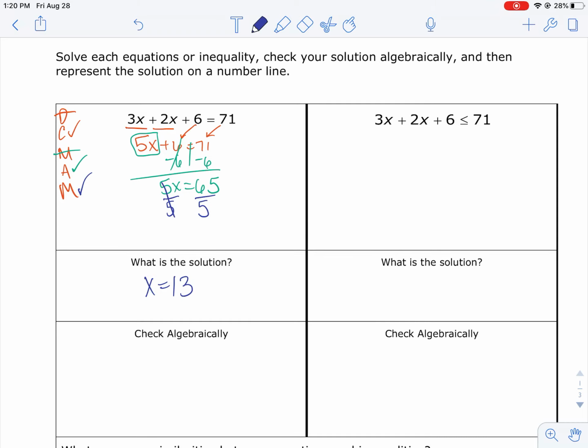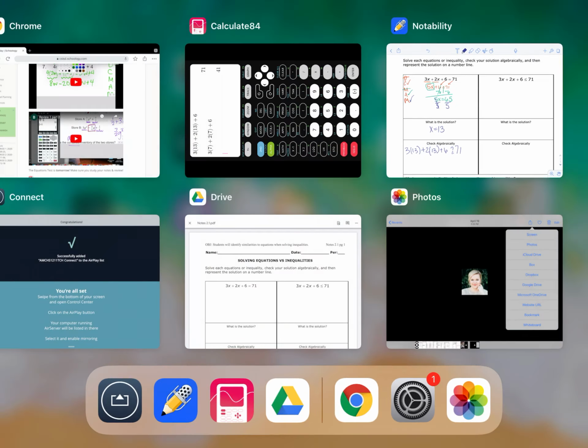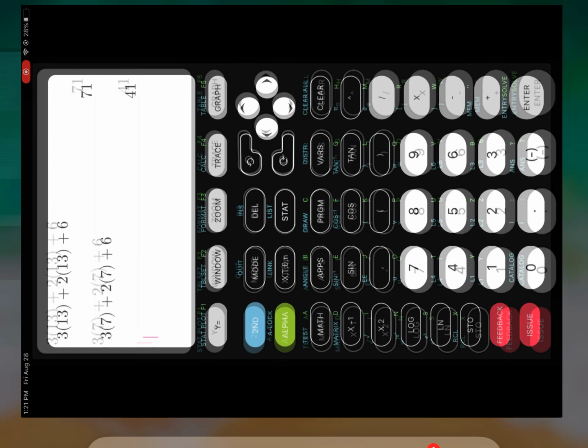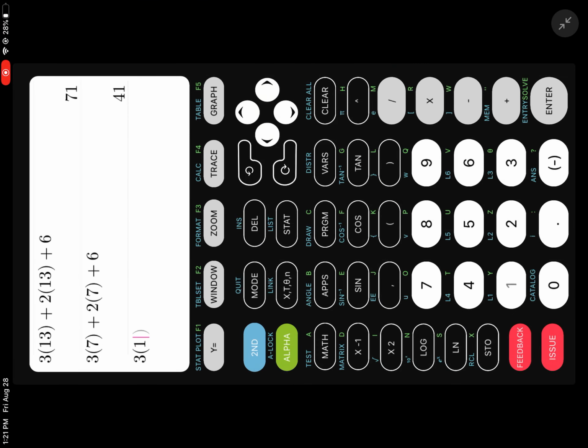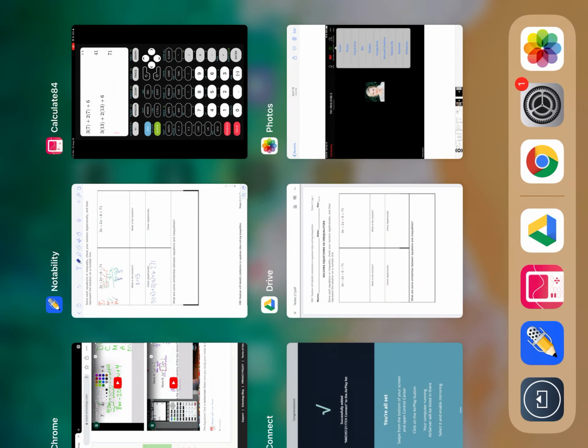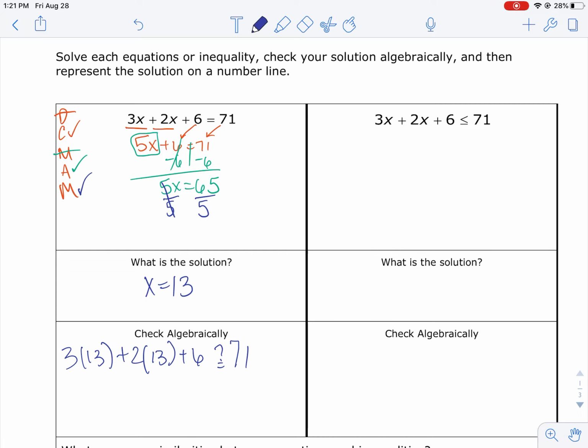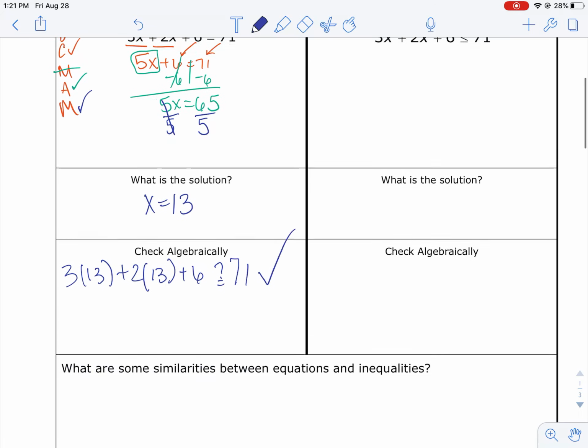To check this algebraically, you will plug in 13 for x and make sure it equals 71, just like we did in Unit 1. So we do 3 times 13 plus 2 times 13 plus 6, and we get 71. So that part is correct.